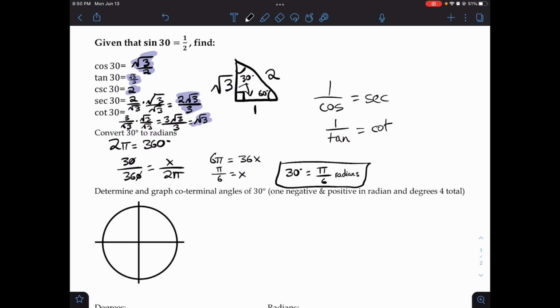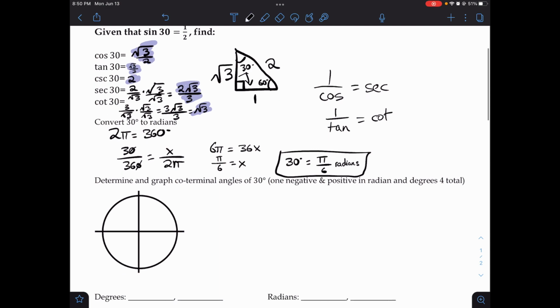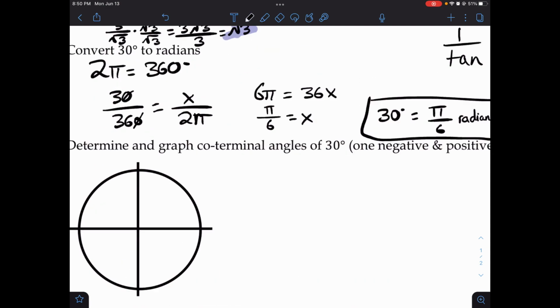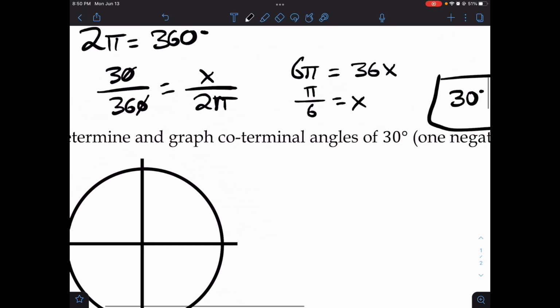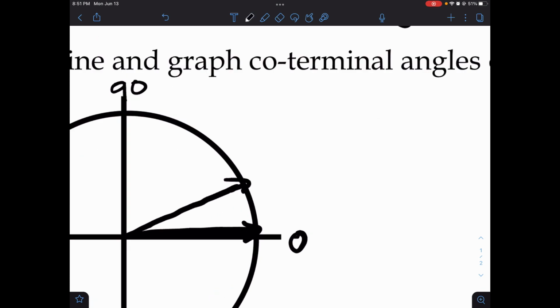Okay, now it says determine and graph coterminal angles of 30, one negative and one positive. So let me first graph 30. So this is 90 degrees and this is 0 degrees. So half will be 45. So let's say 30 will be right there with our initial side right there. So that's 30, right?